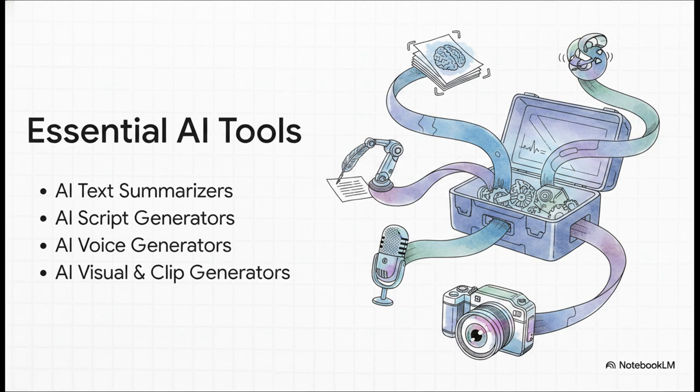Second, AI script generators. Models like Claude are just amazing at writing those hook, value, payoff structures we talked about. Third, AI voice generators like 11 Labs will give you flawless, professional narration. And fourth, visual tools like Midjourney or CapCut act as your literal camera crew and editing studio. We use these specific categories to replace hours of tedious manual labor in just a few clicks.